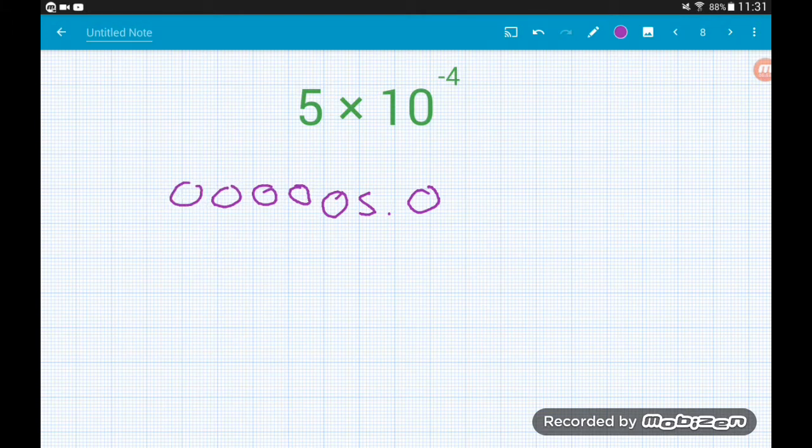Now we can do that. Putting zeros before a number changes absolutely nothing about that number. So now all we need to do is move our decimal point 4 places to the left. So we can go 1, 2, 3, 4. And that's going to give us then 0.0005.